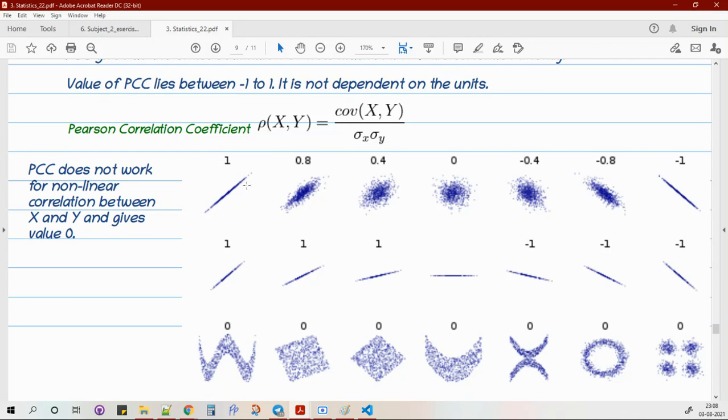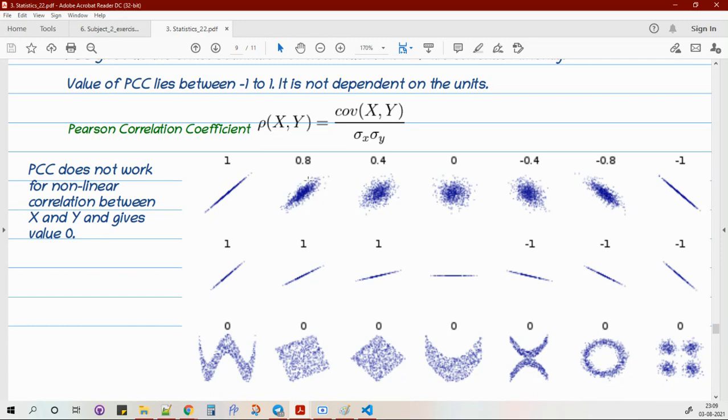So if it is having a linear relationship like this, with no spread, a straight line, and if the slope is positive like this, x and y are directly proportional, then you will get a positive value, because covariance would be positive. If it is decreasing, or inversely proportional, x is increasing and y is decreasing, you will get a negative value, right?